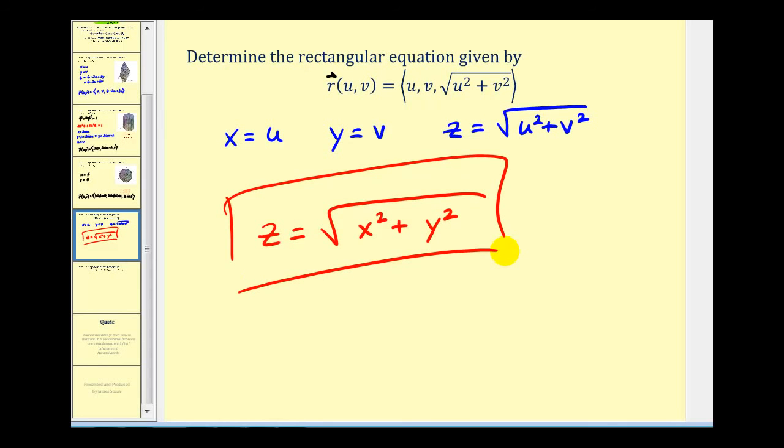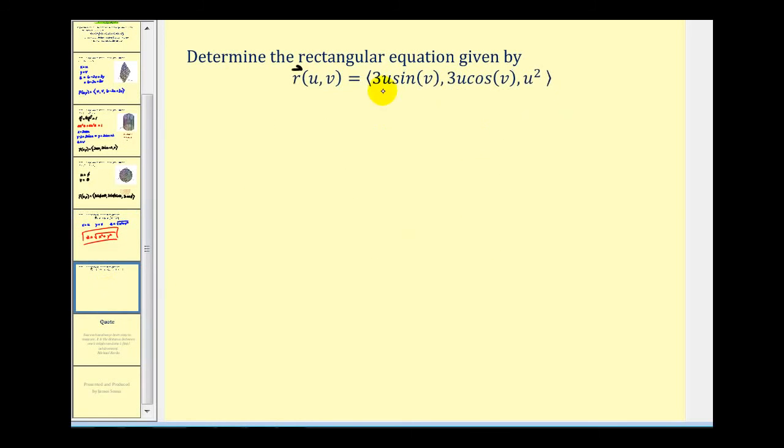Let's take a look at another one that's a little bit more involved. So from this parameterization, we know that x is equal to 3u sine v, y would be equal to 3u cosine v, and z would be equal to u squared. So here we're going to use another trig identity. If we solve these first two for sine v and cosine v, we can then use the identity that cosine squared v plus sine squared v must equal 1.